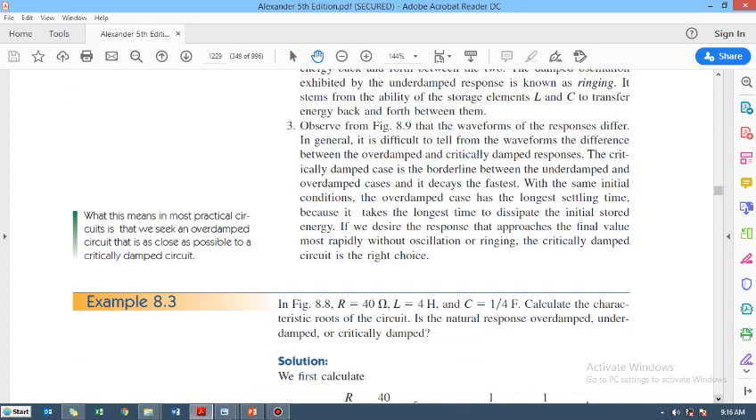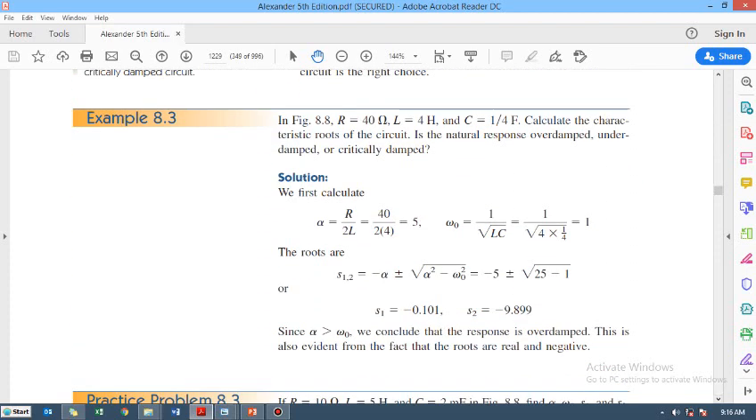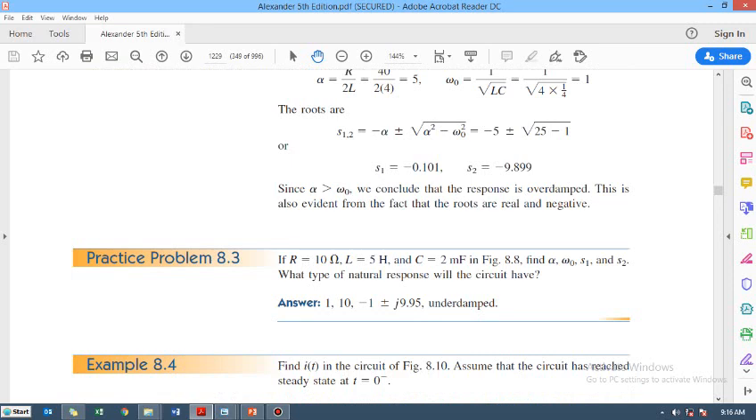8.3. So, putting in the values of R and L in place of alpha and omega naught, we find out the roots. These roots come out to be minus, minus. They both are minus. That means alpha is greater than omega naught. We conclude that the response is overdamped. Right. So from this point on, you can solve this problem, practice problem 8.3.